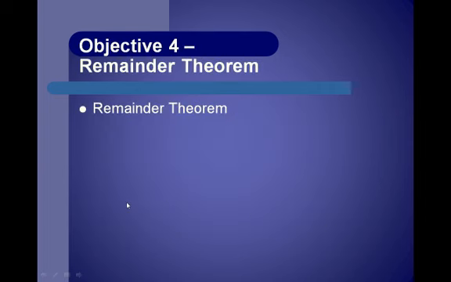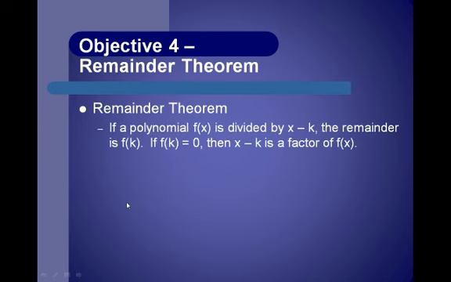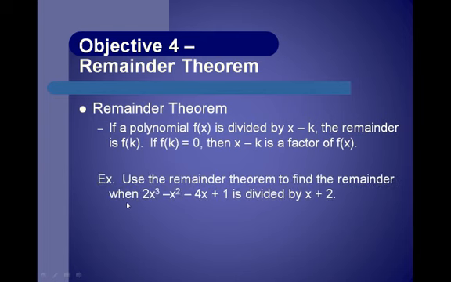Objective 4 is the remainder theorem. The remainder theorem says if a polynomial f of x is divided by x minus k, then the remainder is f of k. If f of k is equal to 0, then x minus k is a factor of f of x. Our example says, use the remainder theorem to find the remainder when 2x to the third minus x squared minus 4x plus 1 is divided by x plus 2.